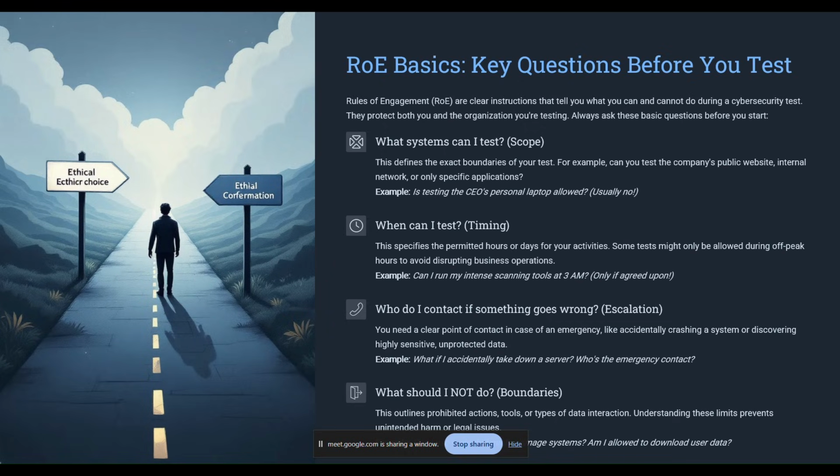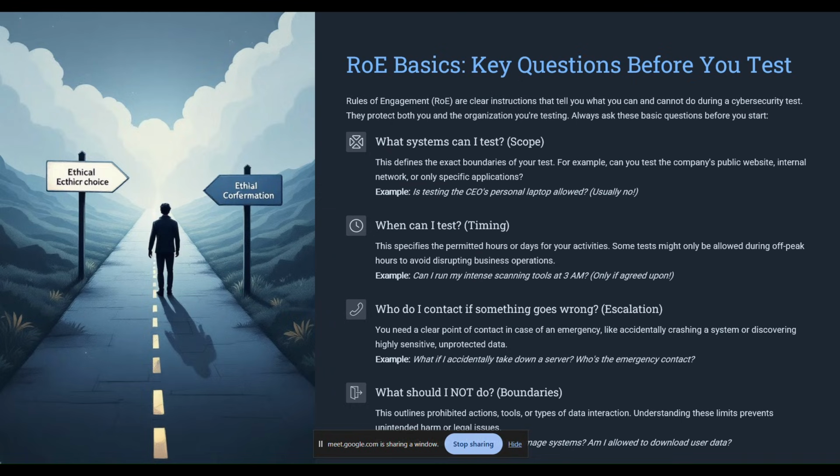Okay, so I did mention ROE multiple times. Basically, this tells you what things you can search or what things you cannot search. This is a clear instruction of rules. This will protect you and the organization both. So always ask and document these things.